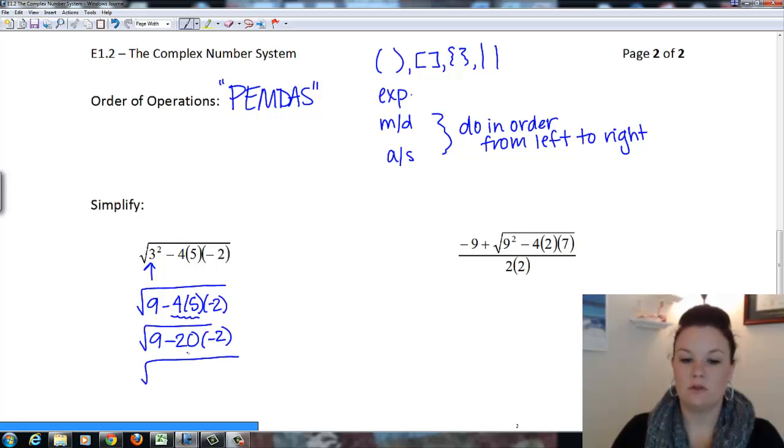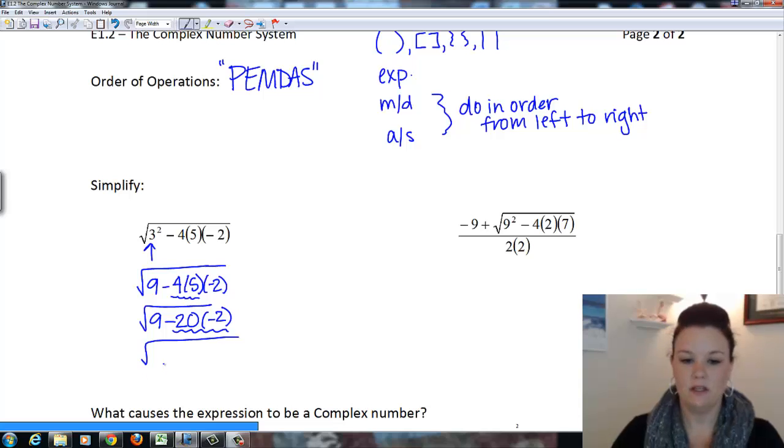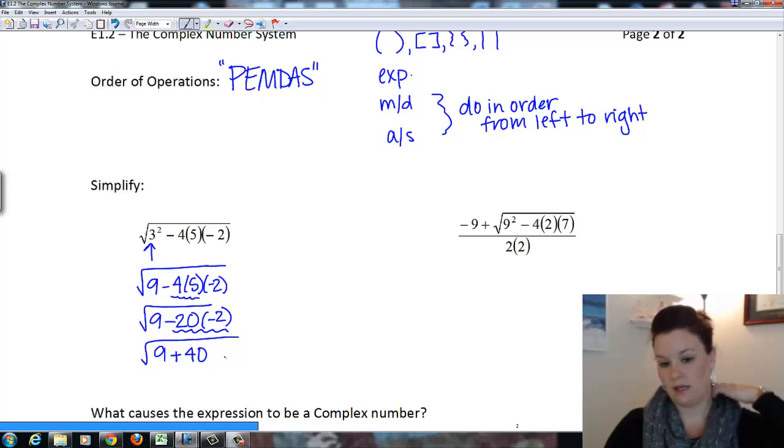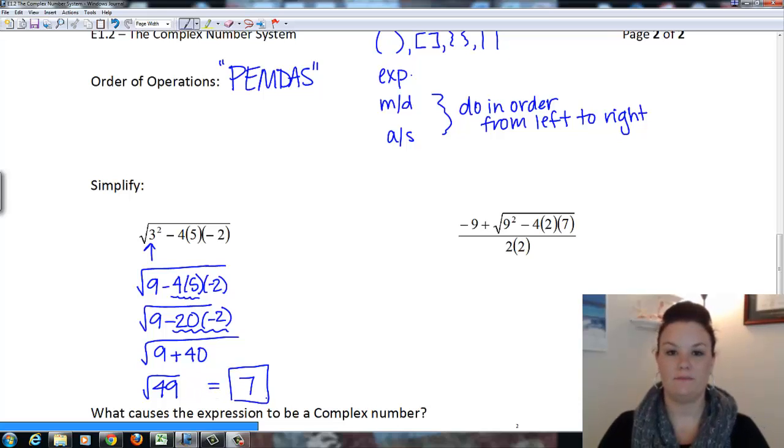Then I do my other multiplication, which is my negative 20 times negative 2, which gives me positive 40. Okay. Then I go ahead and combine my 9 and my 40, which gives me the square root of 49, which we know to be 7. Okay.